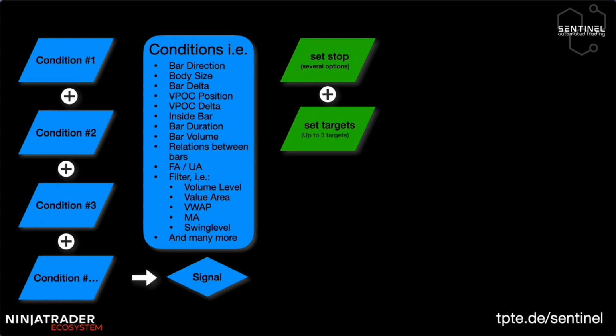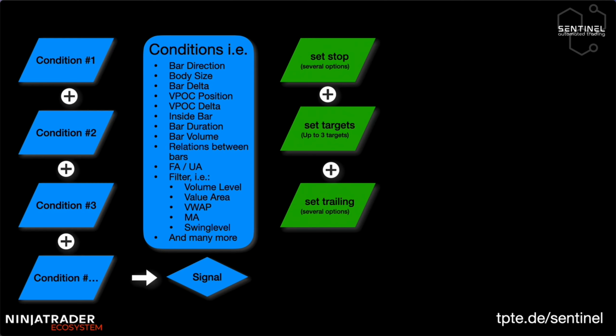Of course, I can also set myself targets, up to 3 different, and these are not just fixed, but here too I have various setting options in order to look for meaningful targets. For example, a rejection of a previous bar, a volume level, a swing level. So I am very flexible here. I can also set my trailing if I am in a position. Then Sentinel can automatically adjust my stop and manage the position for me. This happens fully automatically and can be configured here.